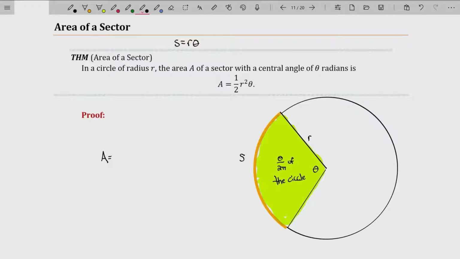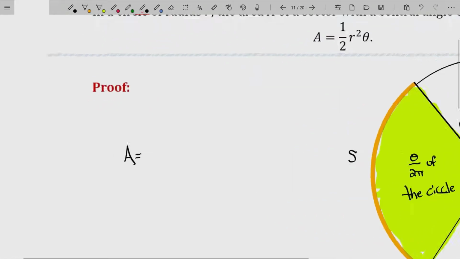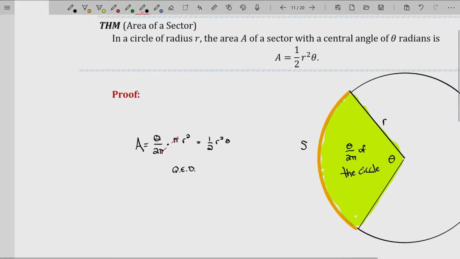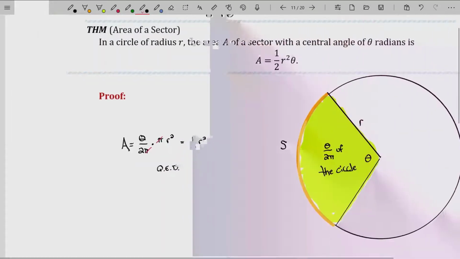So the area of that shaded region is going to be theta out of 2 pi of the full area of a circle. Well, what is the full area of a circle? You should know that. It's pi r squared. And if you notice, the pi's will cancel beautifully, and you will get theta times r squared all over 2, or how we often write it in this course, 1/2 r squared theta. There you have it. That's the full proof. Not very much to it, right? So QED, we are completely done with that proof, and we can now start using the area of a sector formula.